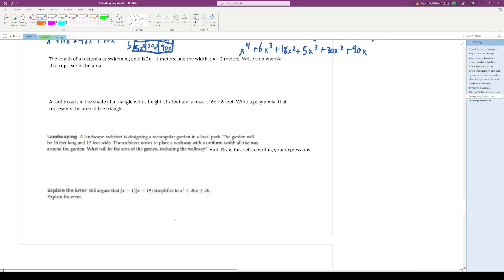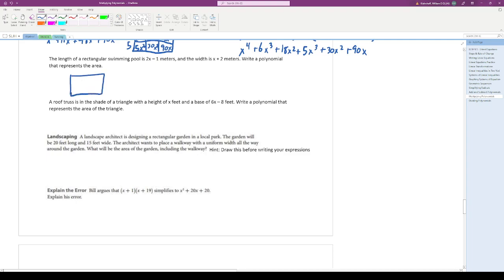So the next part is some word problem practice on these things. These are describing areas or geometric shapes. So it's really important that we draw those shapes in order to make sure we understand them correctly. So the length of a rectangular swimming pool. So we need to draw a rectangular swimming pool.